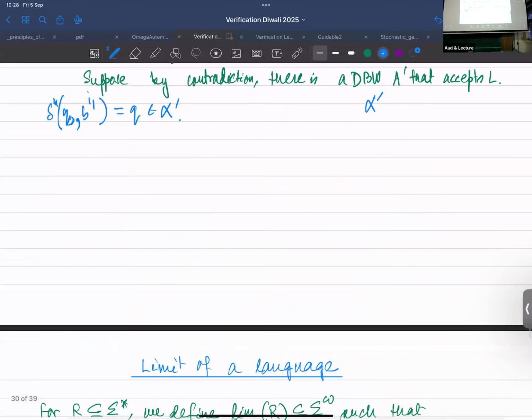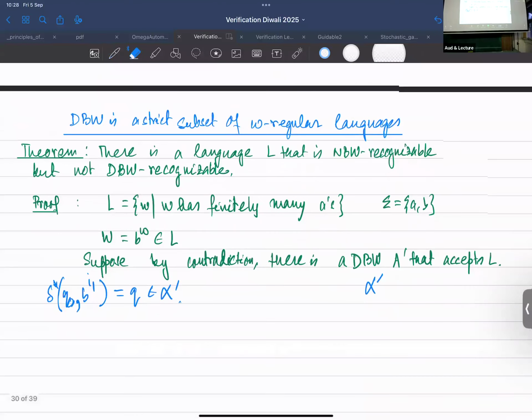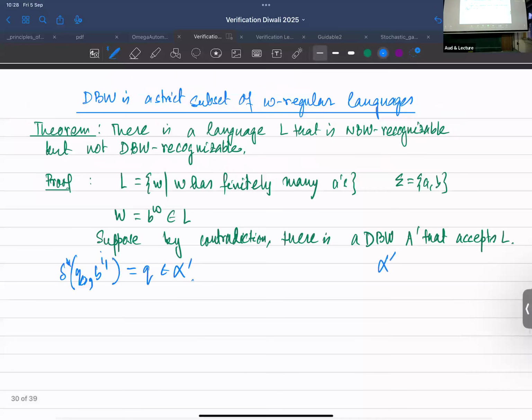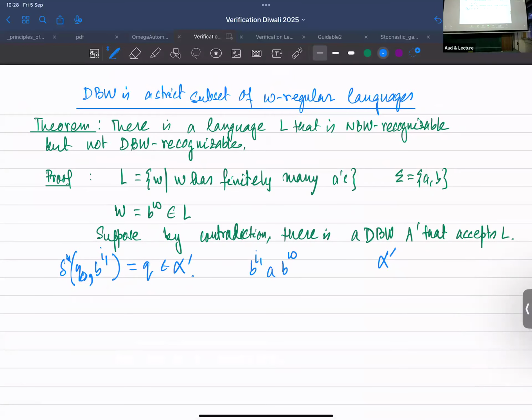Now you consider the word of the form B^{i1} A B^omega. Right? You consider the word B^{i1} A B^omega. This also belongs to L. So there are finitely many A's. This should belong to it. So then you should have another i2, B^{i1} A B^{i2}, right?